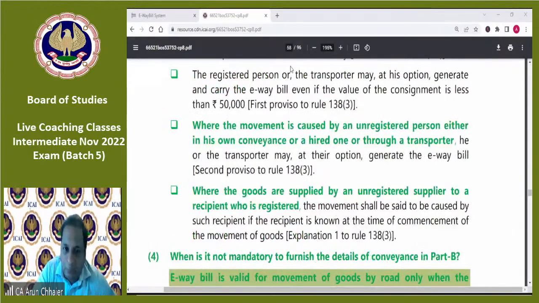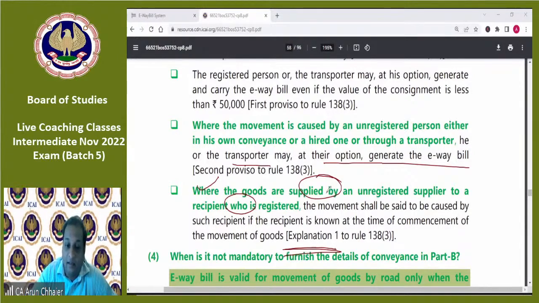Now, where the movement is caused by an unregistered person, either in his own conveyance or hired, he or the transporter, at their option, can generate the e-way bill. Where the goods are supplied by an unregistered person to a registered recipient, we have discussed in 138.1 also, the movement shall be said to be caused by the recipient if the recipient is known at the time of commencement of movement of goods. If the supplier is unregistered and the recipient is registered, then it is the responsibility of the recipient to generate the e-way bill.